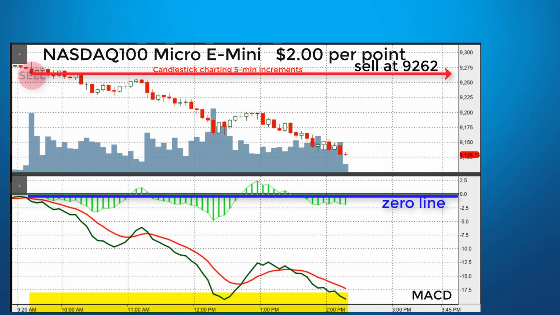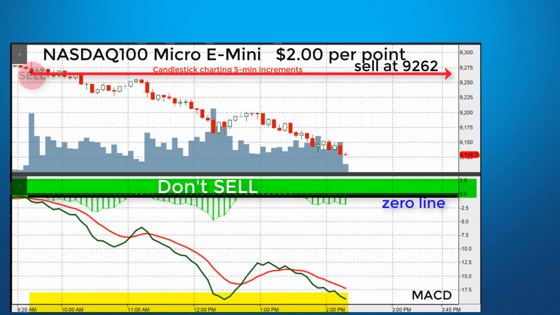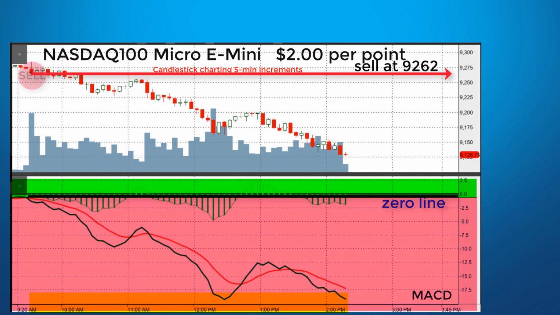Just want to remind you, see the blue line on the horizontal here, the zero line of the MACD. Remember, the other guideline is if both the green and red lines are below the zero line, we don't buy anything. If both the red and green lines are above the zero line, we don't sell anything. That's just a guideline. There are exceptions. And the simple explanation for that is if both these lines, the red and green, are above the zero, we're in bullish territory. And if both the lines are below the zero line, we're in bearish territory.